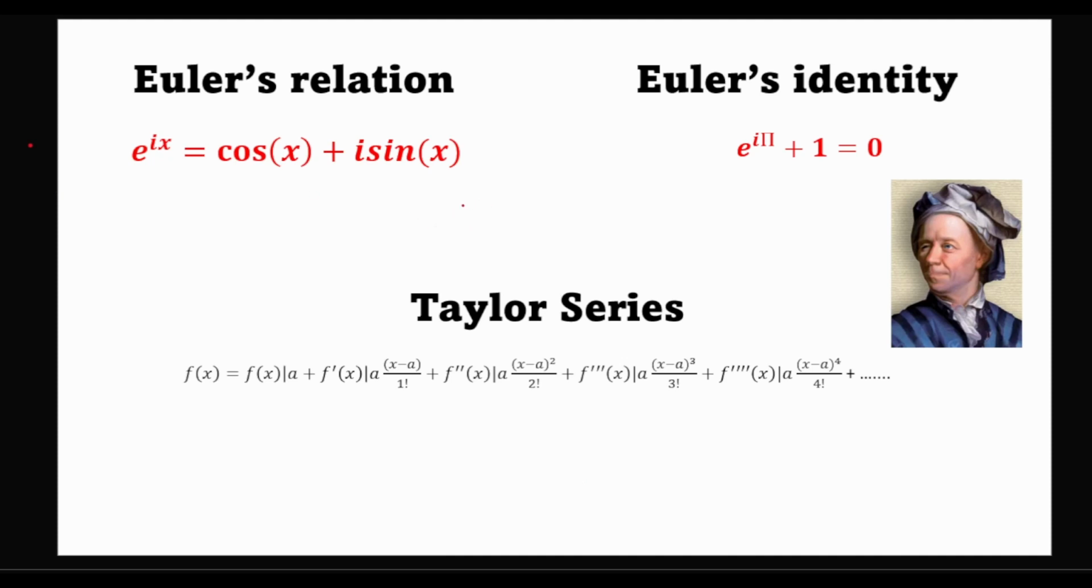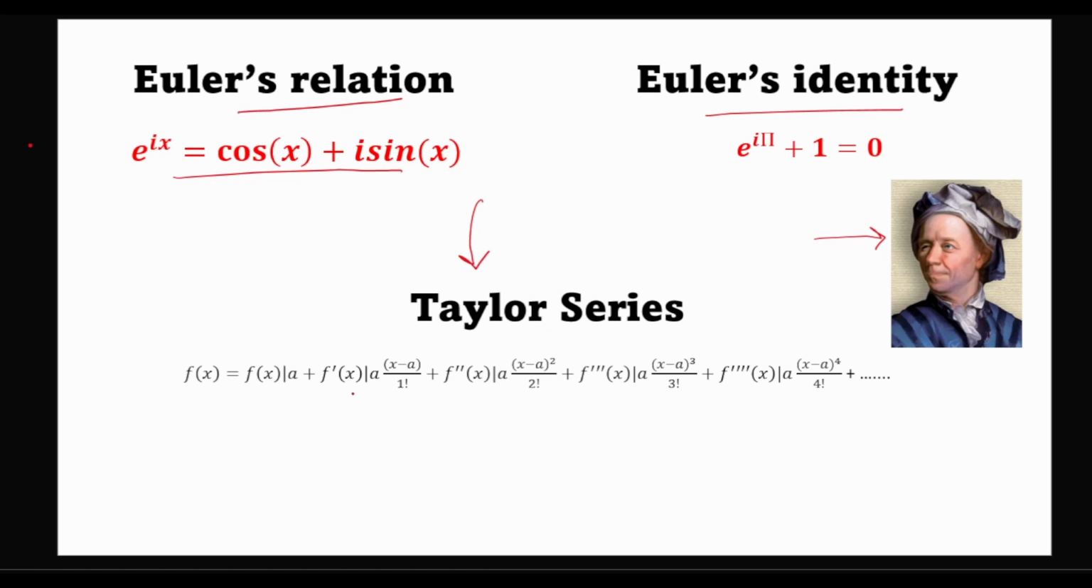Today we will be deriving Euler's relation and a particular case of it, which is called Euler's identity, from the Taylor series expansion. This relation is often called the jewel of mathematics, named after the great mathematician Leonhard Euler. Now we'll be deriving this expression from the Taylor series expansion.